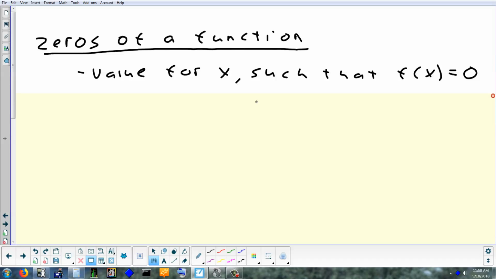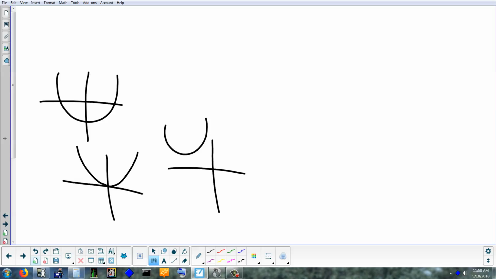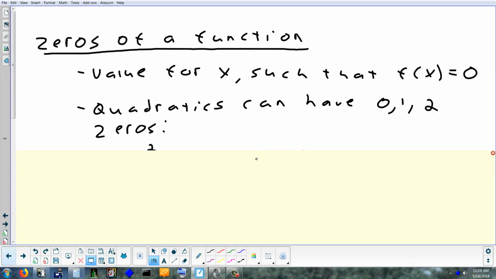Now, how many times can parabolas cross the x-axis at most? Twice. So, could have something like this. Could they cross just once? Yeah. That's like the parent function, right? It just comes down, touches it, and goes back up. So it doesn't really cross it, it just kind of touches it. How about, could it not cross at all? Sure, if you took your parabola and shifted it up. So quadratics can have 0, 1, or 2 places they cross the x-axis, which those are called the zeros.